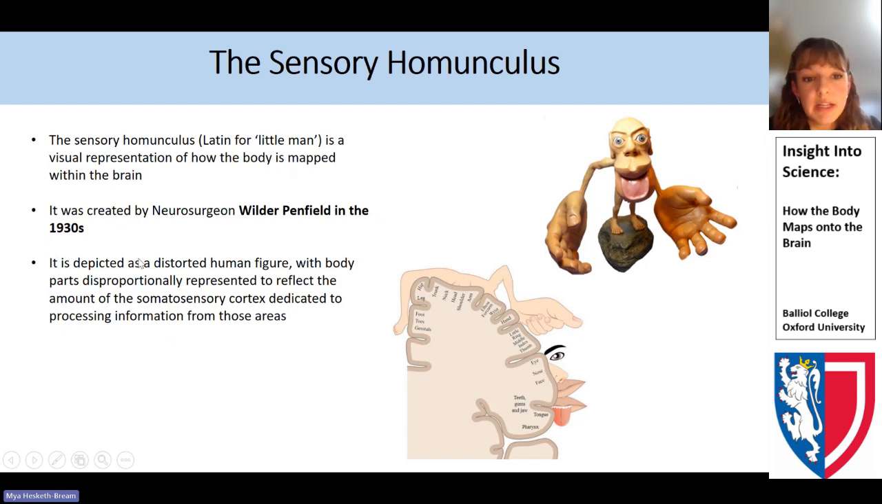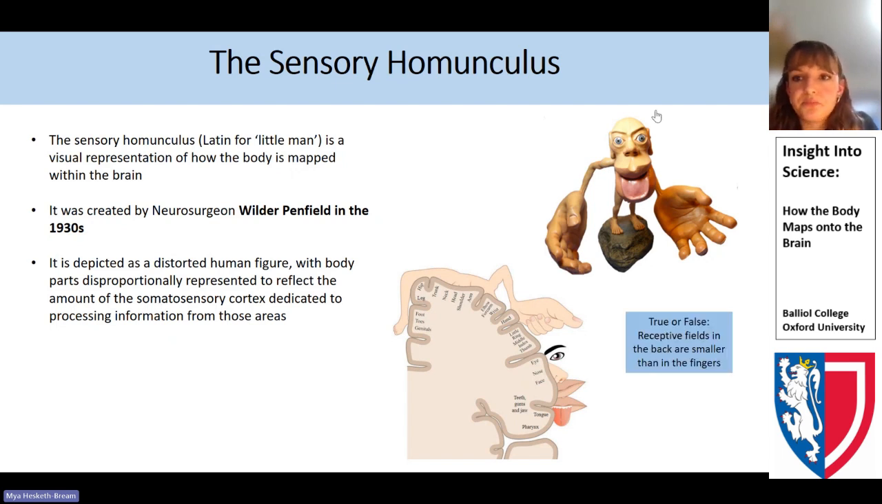It's depicted by a distorted human figure with body parts disproportionately represented to reflect the amount of cortex dedicated to processing that information. Because we need a lot more information about the hands and the face, there's more brain space to process that. It's just representing that the hands and the face have much more brain power.